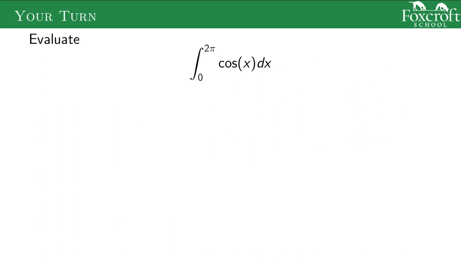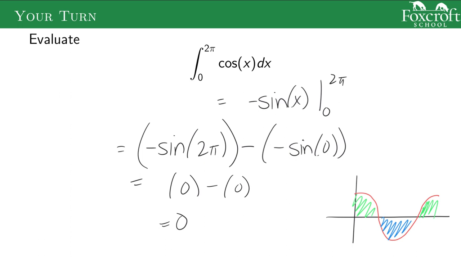Here's one for you to try on your own: the integral from 0 to 2 pi of cosine of x. Think about your antiderivative, what you're doing, how you're figuring out this exact area, and interpret your answer. Your answer may be surprising.